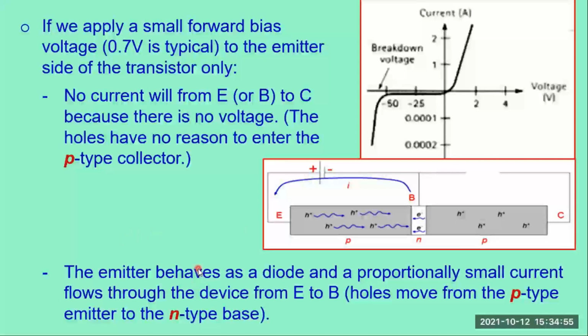In this case, the emitter behaves as a diode, and a proportionally small current flows through the device locally from E to B, like I've said, and the holes move from the P-type emitter to the N-type base. We have the flow moving from E to B, while the electrons there in the negative type base move in the opposite direction. So this is between E and B only.